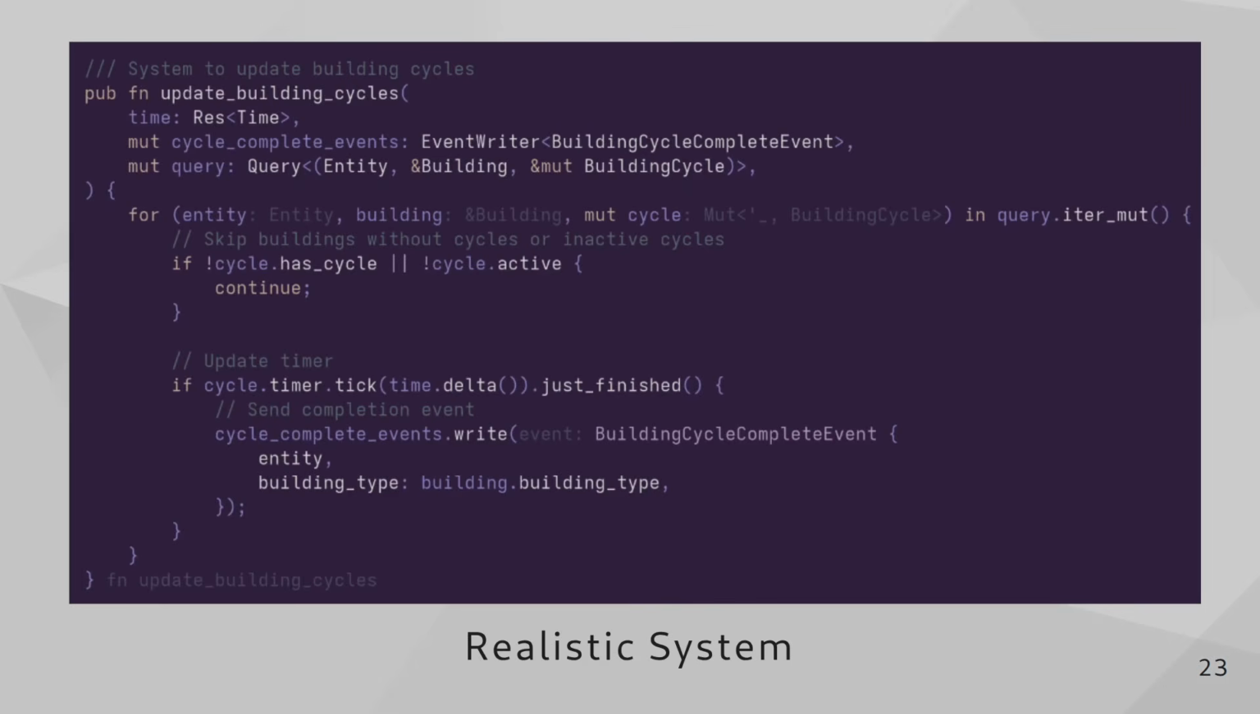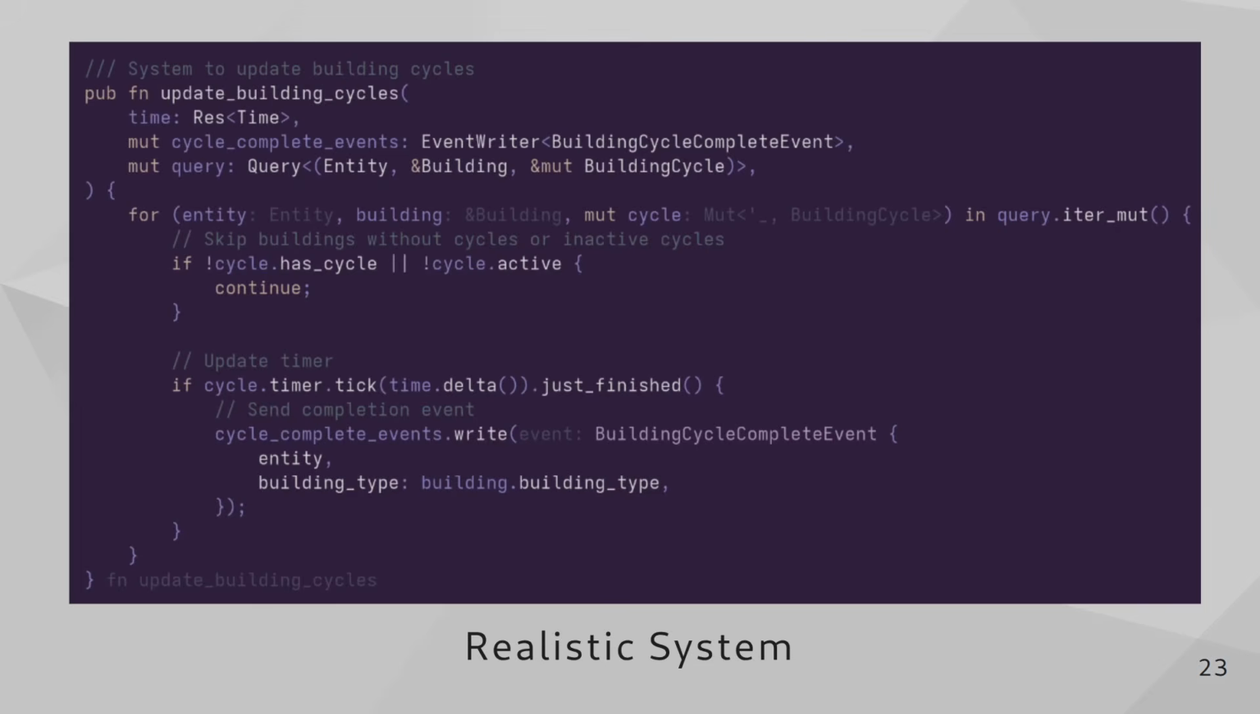So if the building doesn't have a cycle, we just continue, because like if you have a power pole, it doesn't have a cycle. You just get past that. And update our timer here. So we're going to tick the timers on the buildings, and we are going to write events when buildings complete those cycles. And other systems will handle those events and actually go and produce the iron plate onto the belt. So we have that. Pretty cool.